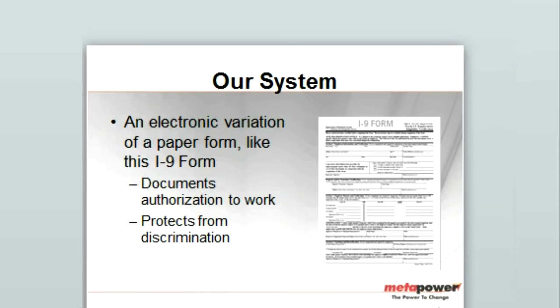Think of MetaPower's system as an electronic variation of a paper form, such as the I-9 form. I-9 forms are filled out by all U.S. citizens and non-citizens. The form has a twofold function: one, to document that the person is authorized to work in the United States, and two, to protect work-authorized individuals from discrimination.